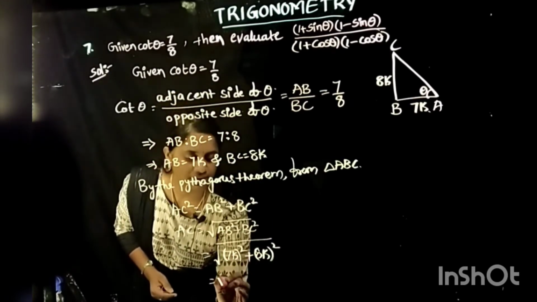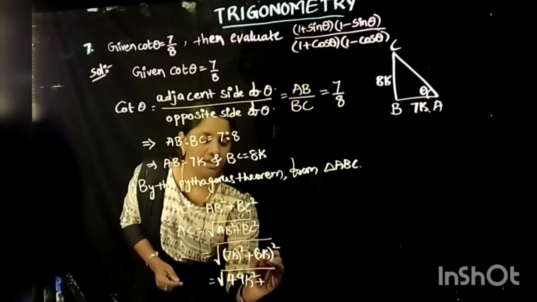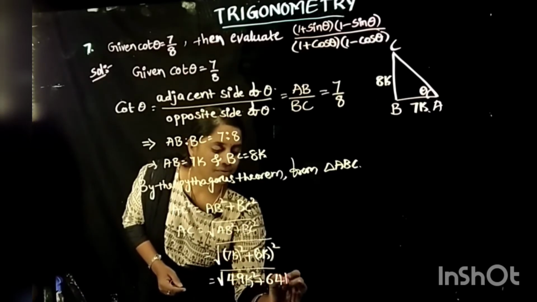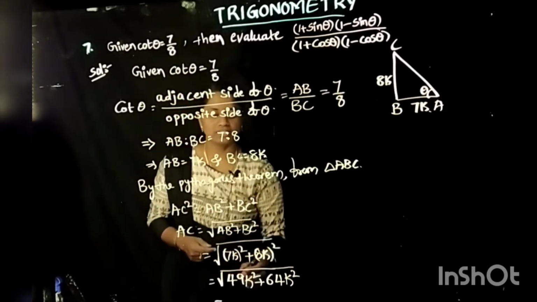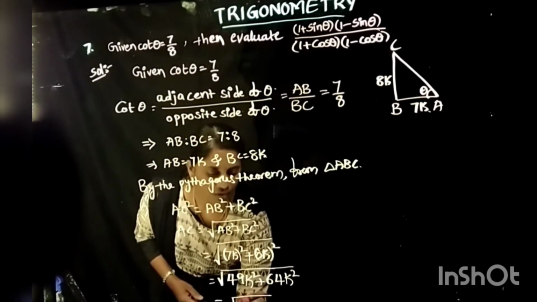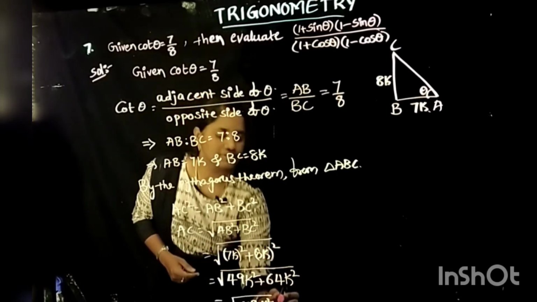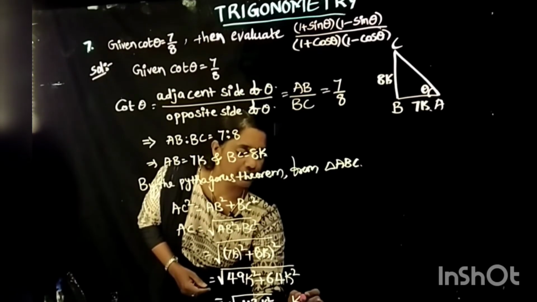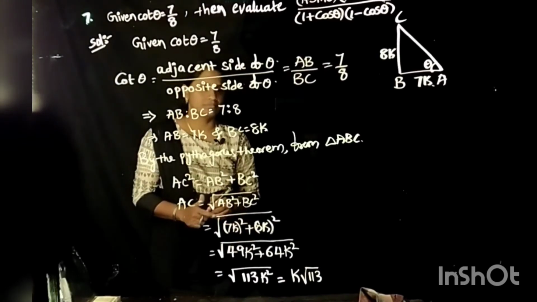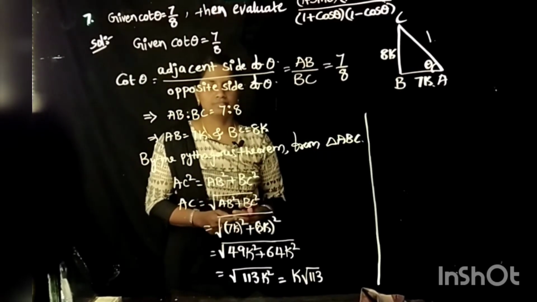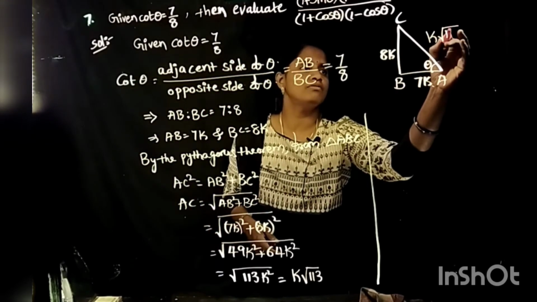What is the value of 7K whole square? It is equal to 49K square. Next, 8K whole square is 64K square. The sum of 49K square and 64K square, we get 113K square. It is equal to K into root of 113. Here AC is K into root of 113.